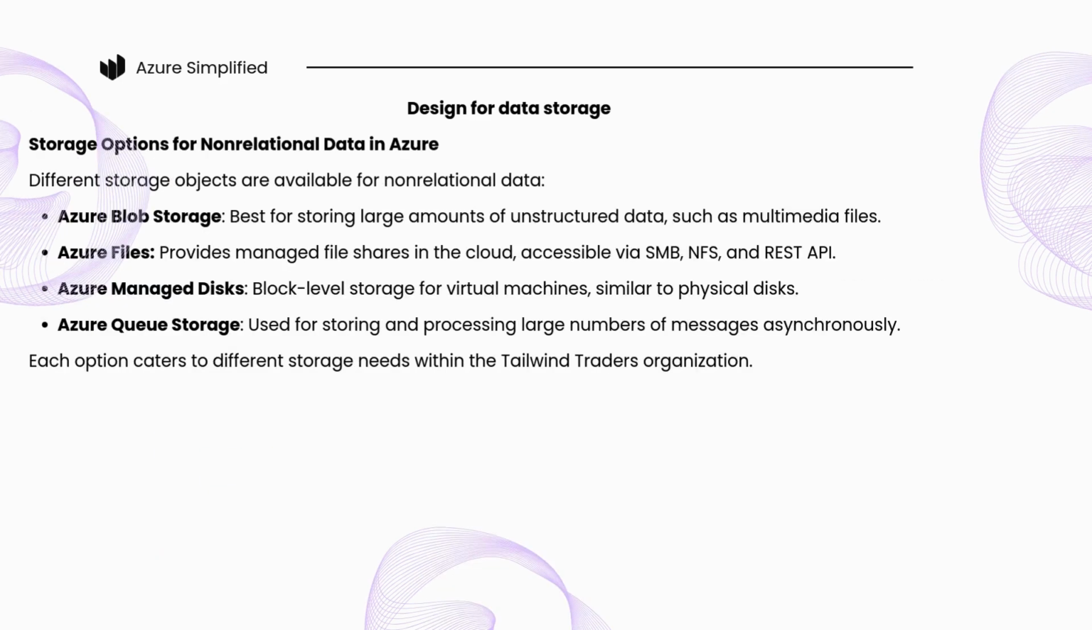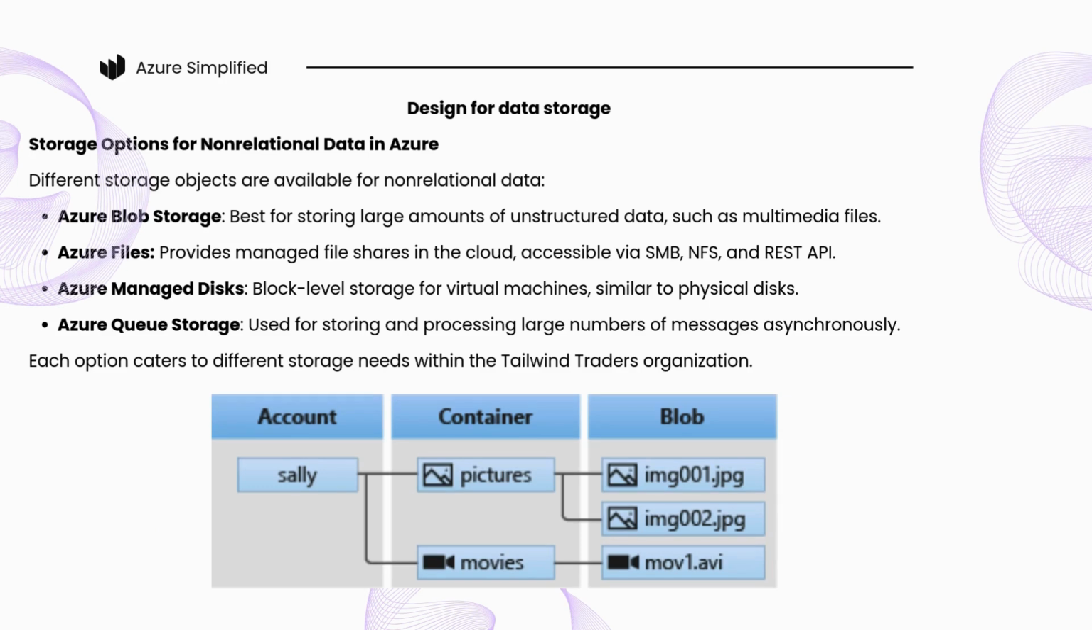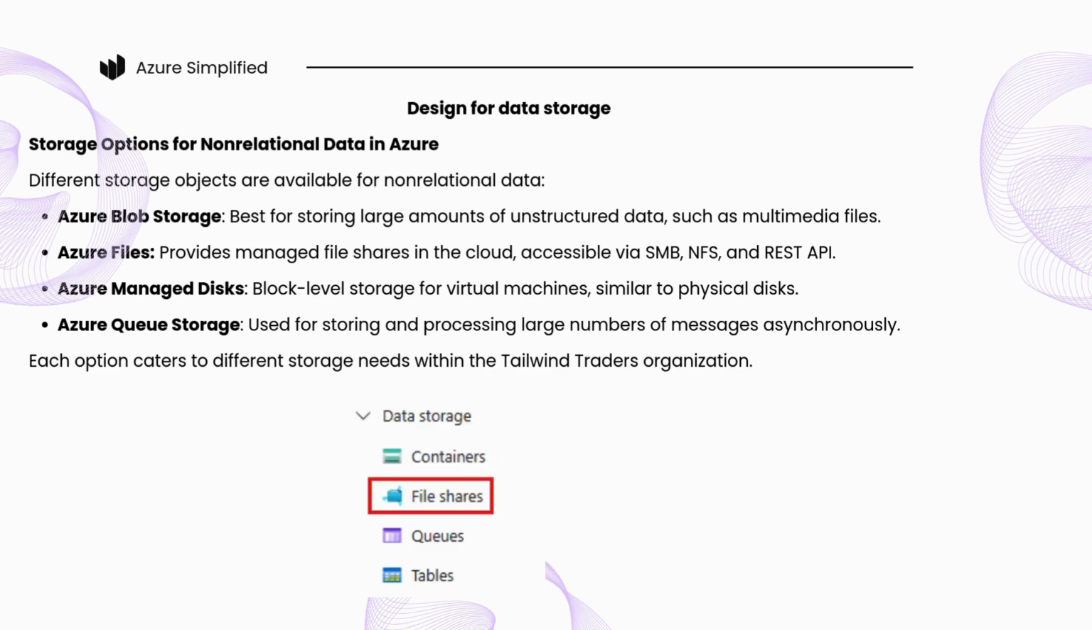Storage options for non-relational data in Azure. Different storage objects are available for non-relational data. Azure Blob Storage, best for storing large amounts of unstructured data, such as multimedia files. Azure Files, provides managed file shares in the cloud, accessible via SMB, NFS, and REST API.